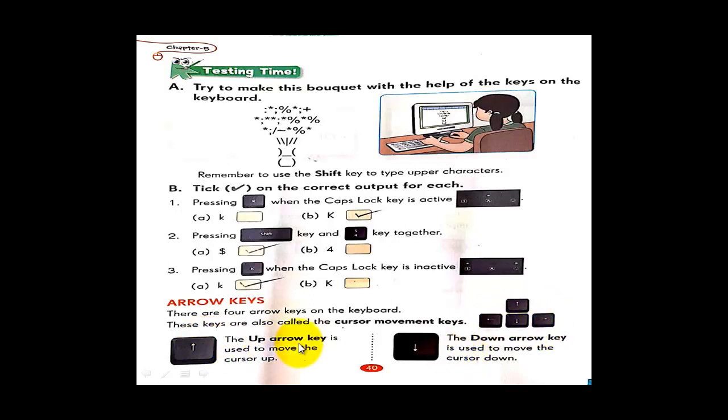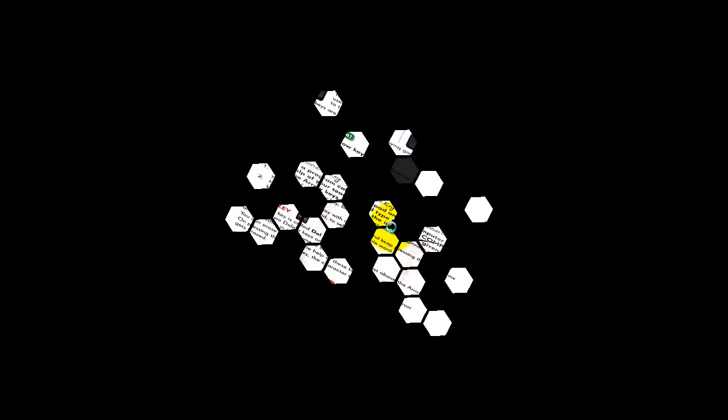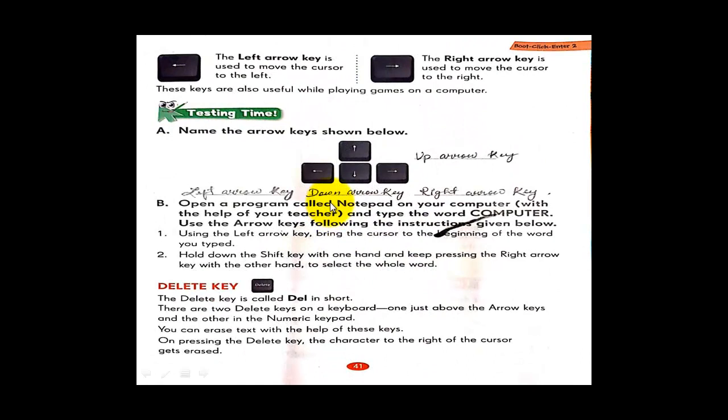Okay, now we have known the up arrow key and the down arrow key. Now let's see the next key, that is the left arrow key and right arrow key. Now here, the left pointing arrow, this is known as the left arrow key. Now this left arrow key is used to move the cursor to the left, and the right arrow key is used to move the cursor to the right. Now whenever you want to move the cursor to the left, you can use this left arrow key. Whenever you want to move the cursor to the right, you can use this right arrow key.